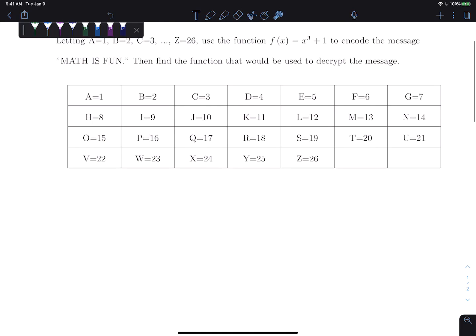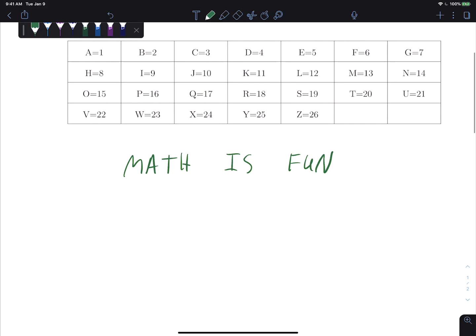Okay, so here's what we're going to do. We're going to encode the message. We're going to say math is fun, because we all know it's true. Anyway, what we want to do is figure out what x value we should use for each one of these. Notice that the x value will just be the numbers that correspond to each of the letters.